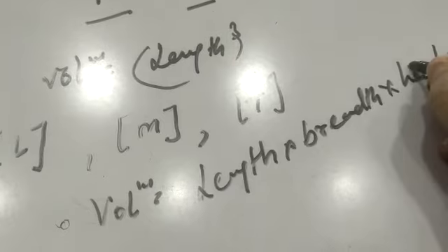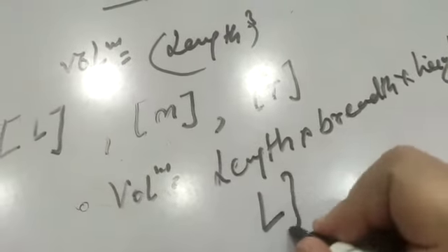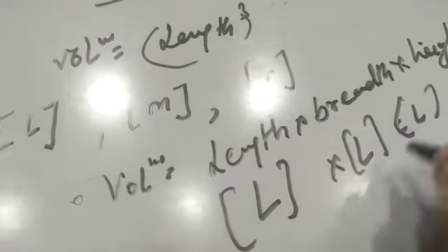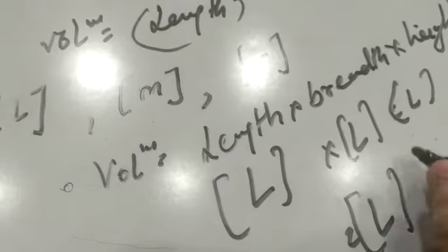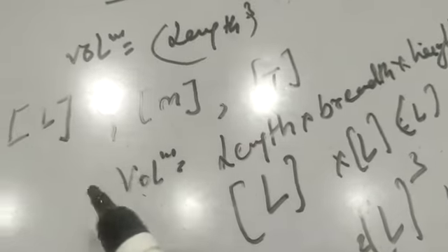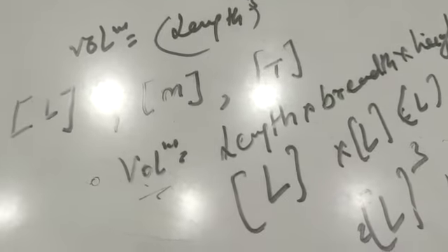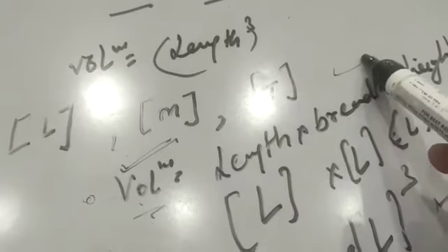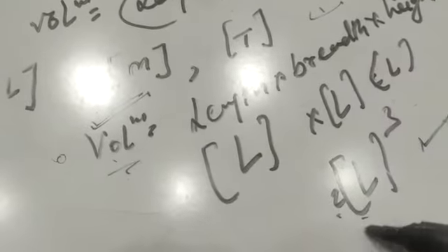Since all of these quantities are measured in L, we have L multiplied by L multiplied by L. So that is equal to L cube, right? So this is the dimension of volume, L cube. Volume has 3 dimensions of length. Since it does not contain any physical quantity of mass and time, the mass and time factors are absent in this.